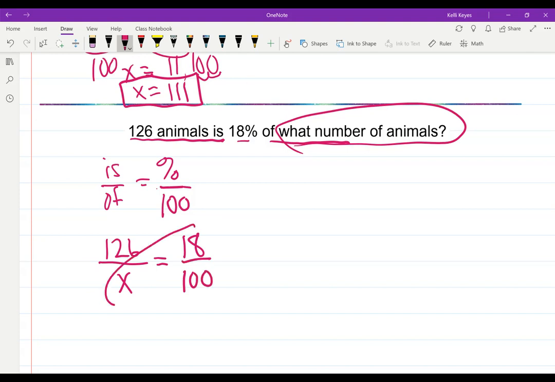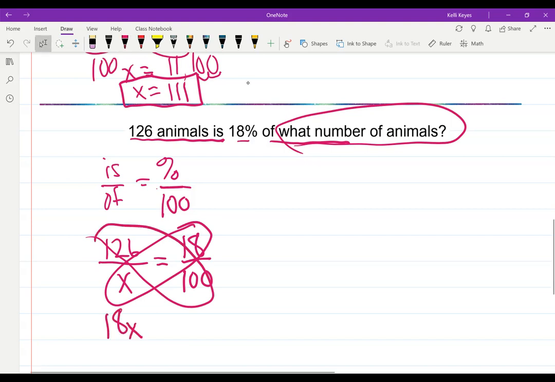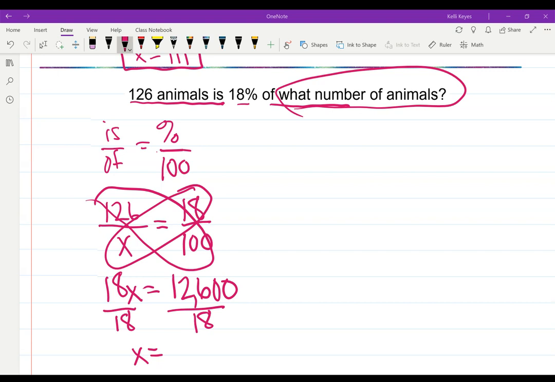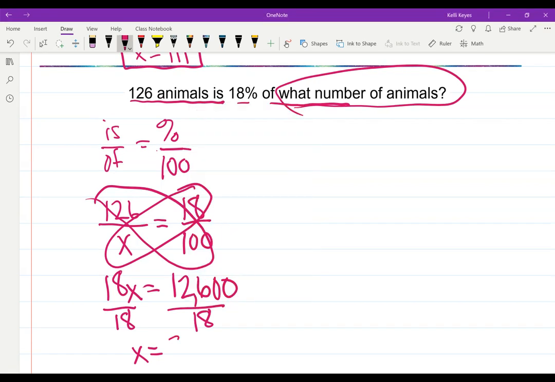All right, so when we cross multiply here, we get 18x equals 126 times 100, so I'm going to add 2 zeros, 12,600, and divide by 18. So 12,600 divided by 18. I was saying the wrong number. 700.